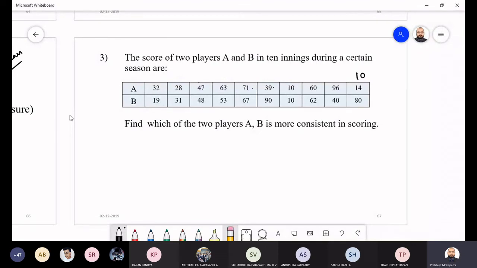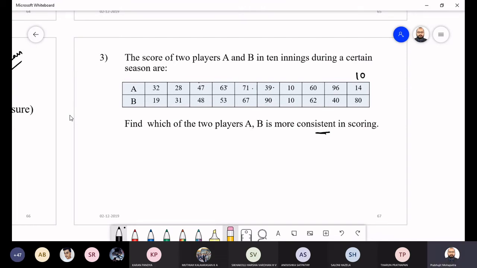So here two players are there and each of the players has played 10 different innings. Now the question is: which player is more consistent? So what does consistent mean? How will you define consistent?